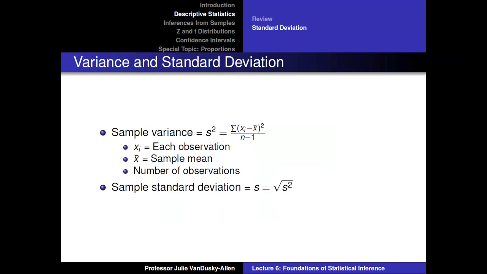Those values are called the variance and standard deviation. I will show you how to calculate them. First, the sample variance, denoted by S squared, is the sum of each observation minus the sample mean, squared, and that value divided by the total number of observations minus 1. Second, the sample standard deviation, denoted by the letter S, is the square root of the sample variance.